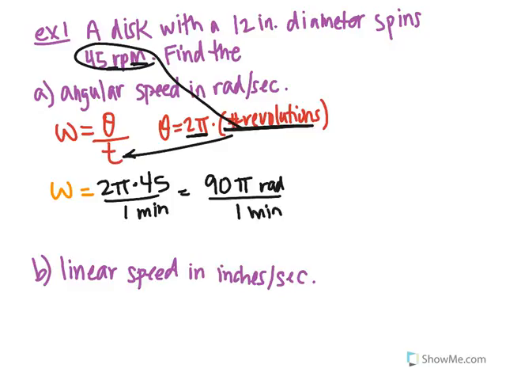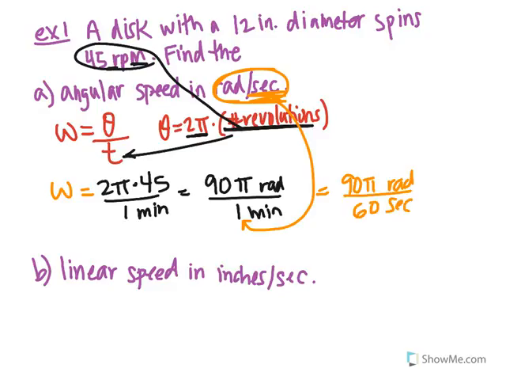Now, one of the things you're going to need to do is look at what the units are. I want the answer in radians per second. Well, what you would go ahead and do is say, oh, I know how many seconds are in 1 minute. I'm going to change this to 90 pi radians. And then there's 60 seconds in 1 minute, so this is going to convert it to seconds.